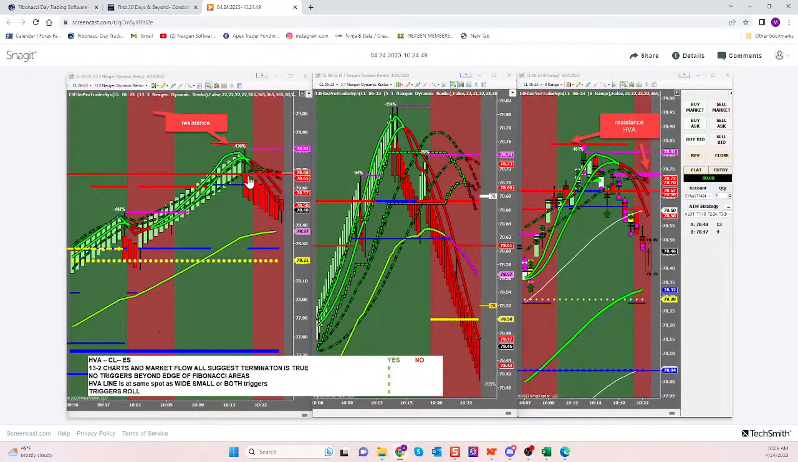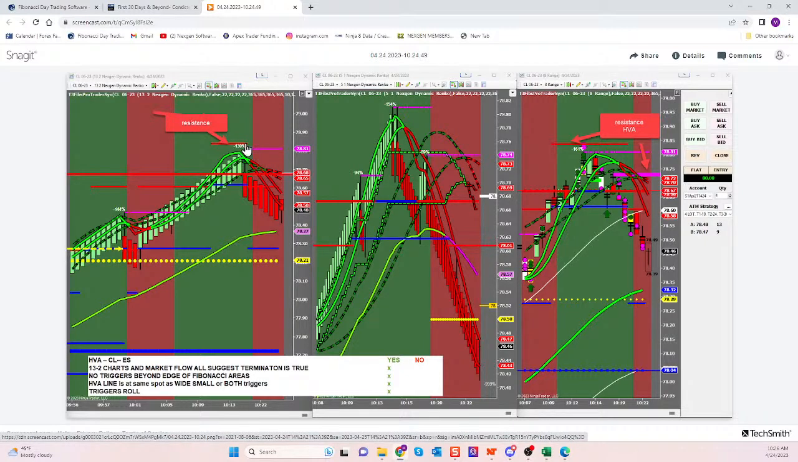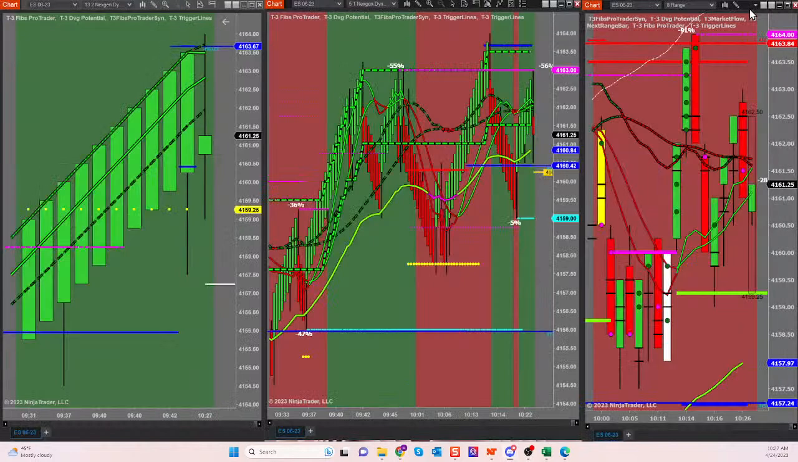You take the spoils. Gary, resistance. That is resistance. 3 divergences in the same general location. High volume area with the trigger lines rolling. HVA line at the same spot as wide, small, or both triggers. The one thing you're going to run into, Gary, is by the time this market pulls back, that HVA line is probably going to be well above your trigger lines.